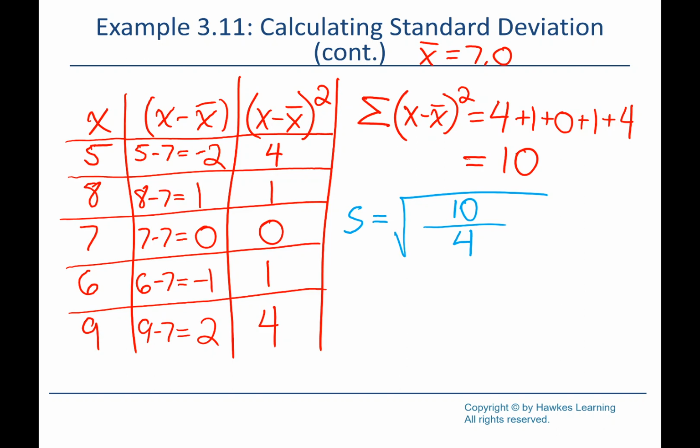Okay. And then that part we can just punch in the calculator. You don't have to worry about trying to simplify a fraction under a radical or anything, because we're happy with the decimal answer here. So square root of 10 divided by 4. I get 1.58113, and it goes on and on.